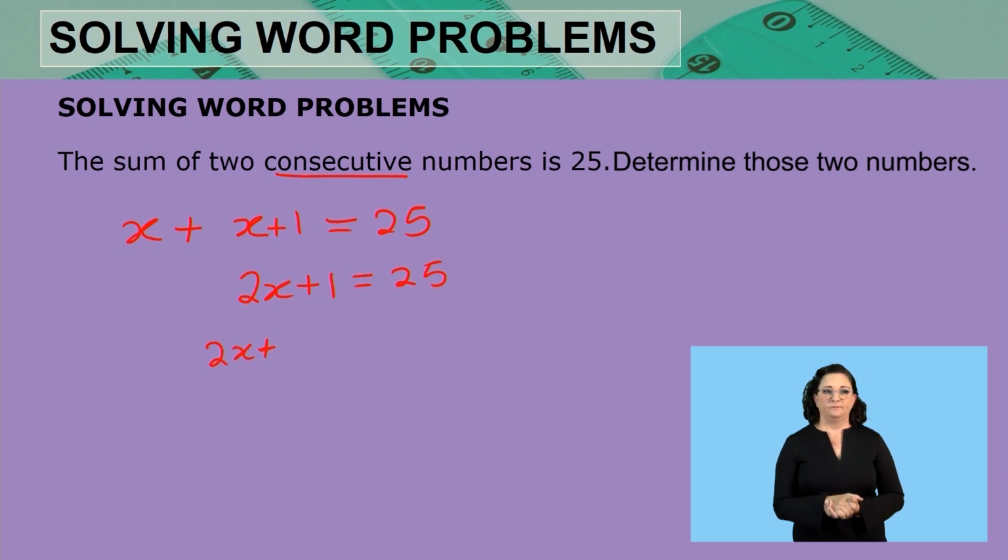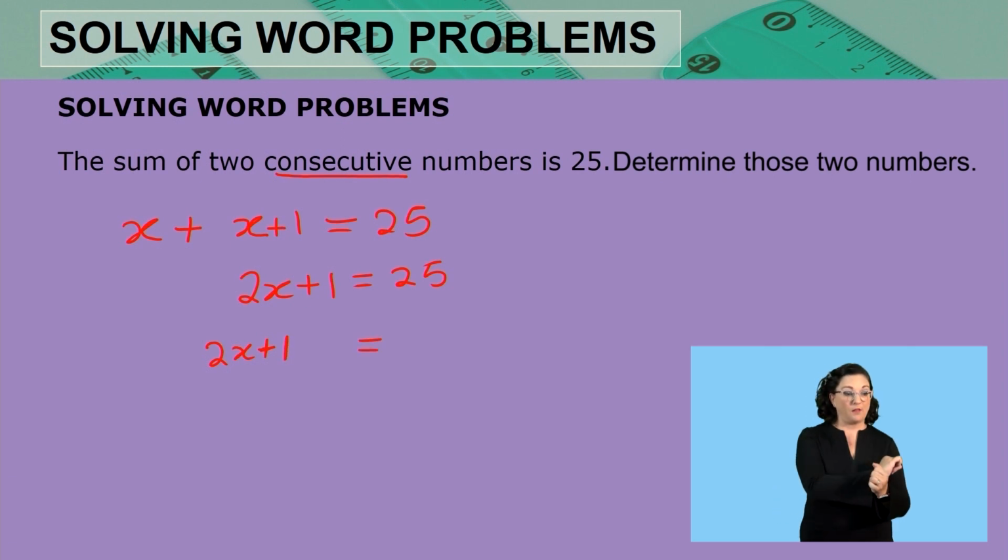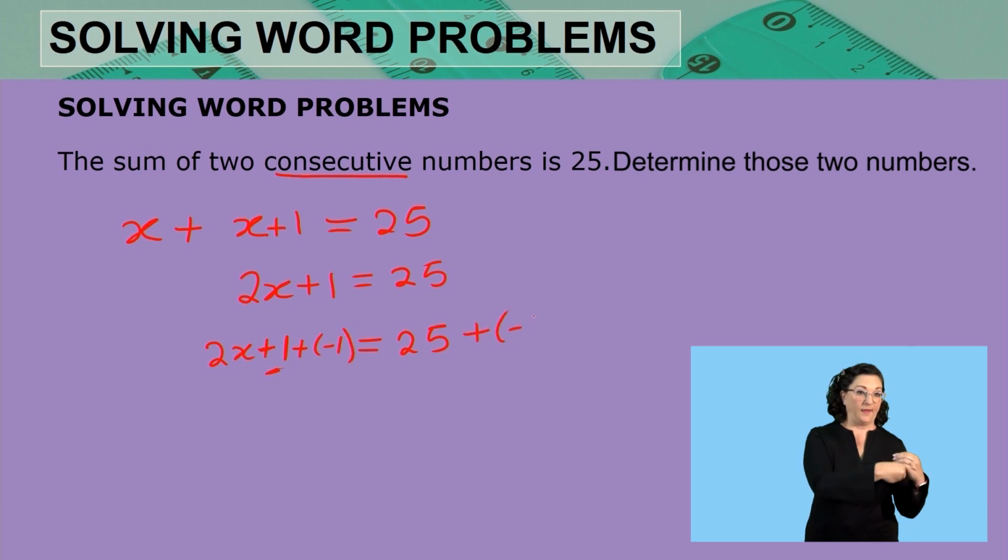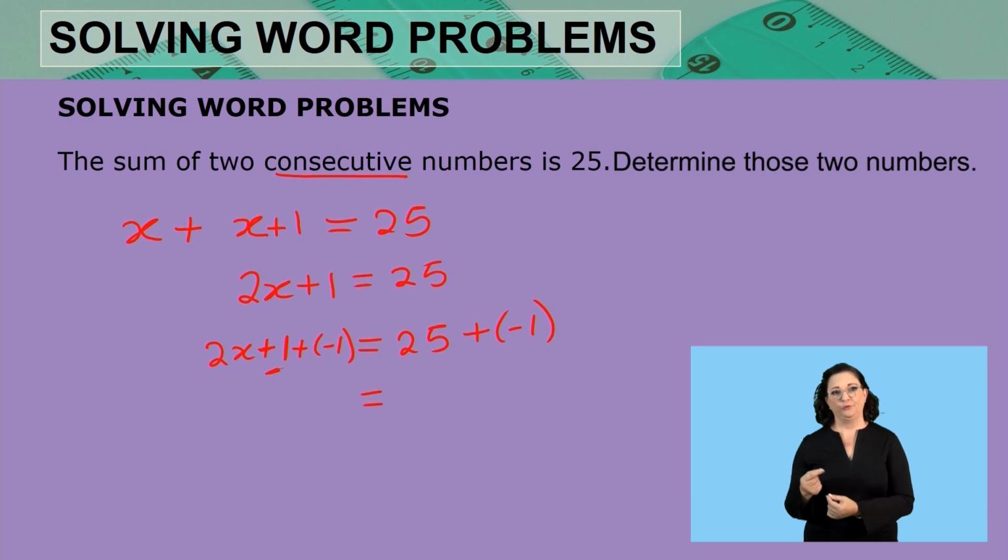So that is going to be us now using our multiplicative inverse and our additive inverse to solve for this. So the additive inverse of 1 is going to be adding a negative 1. And what I do on one side, I must now go do on the other side as well. Now 2x plus 1 plus a negative 1 will leave us with just 2x. And on this side, we have 25 plus a negative 1. That will give us a 24.